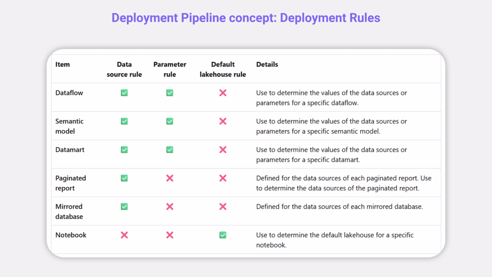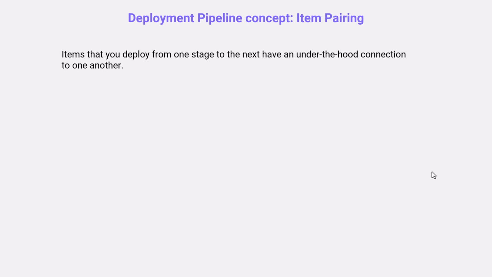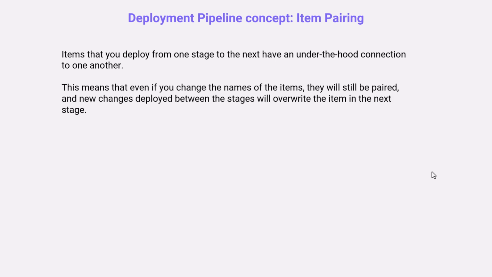The coverage is not everything yet, let's say. Another concept to be aware of is item pairing for deployment pipelines. Any items that you deploy from one stage to the next have an under the hood connection to one another. This means that even if you change the names of the items between development and test, they're still going to be paired. Now, this is a property that we want.